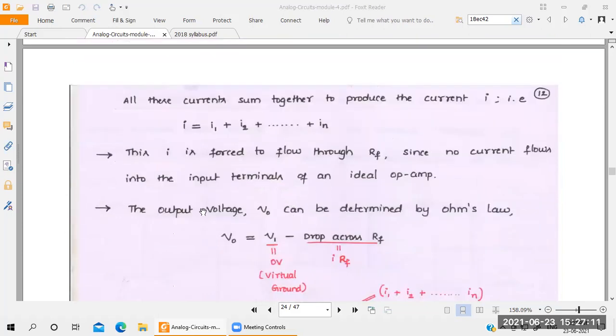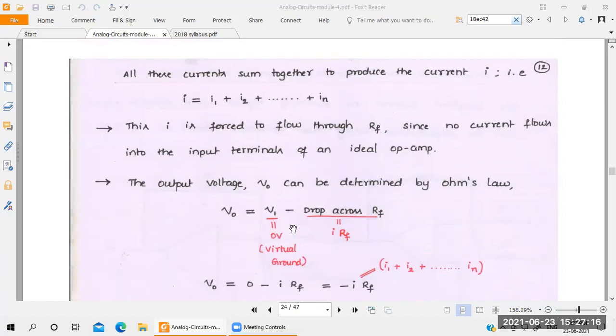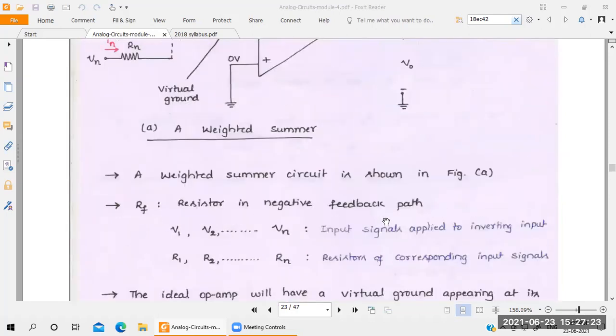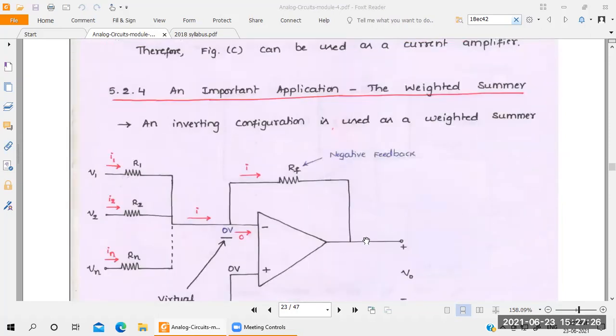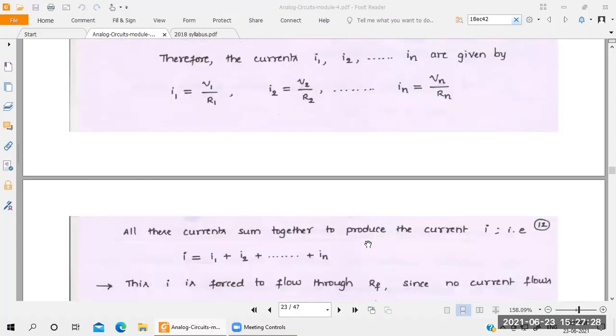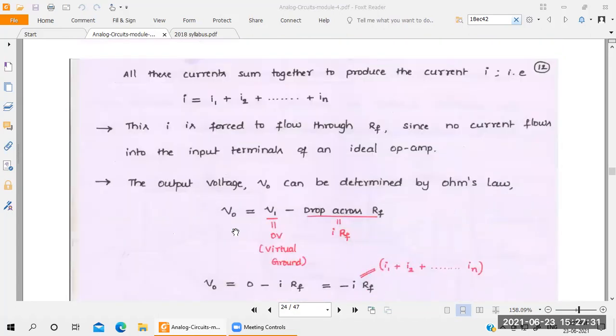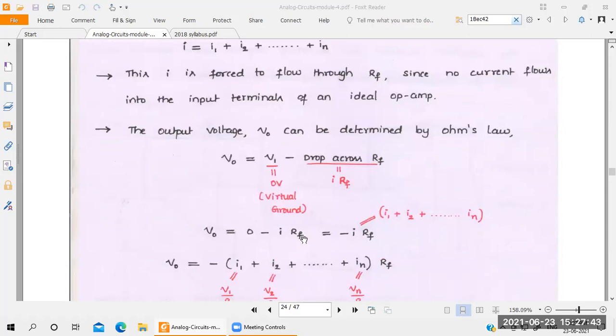Understood? So now the output voltage V0 can be determined by Ohm's law. V0 is equal to V1 minus the drop across RF. You have to take the difference in voltage, because there is a feedback resistor, right? The feedback is connected between the V1 voltage and the V0 voltage. So V1 minus the drop across RF, which is I into RF. V1 is virtual ground here, consider it as 0. So you get 0 minus I into RF, then you get minus I into RF.